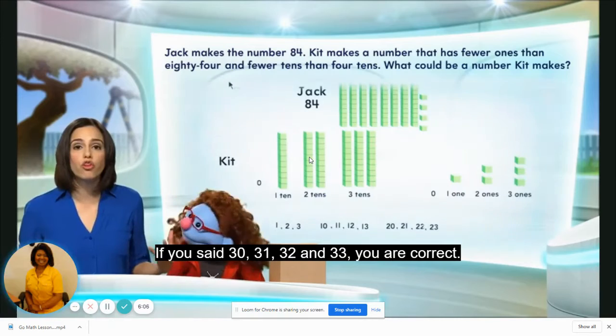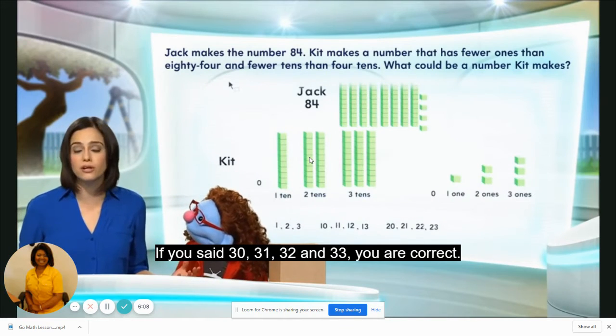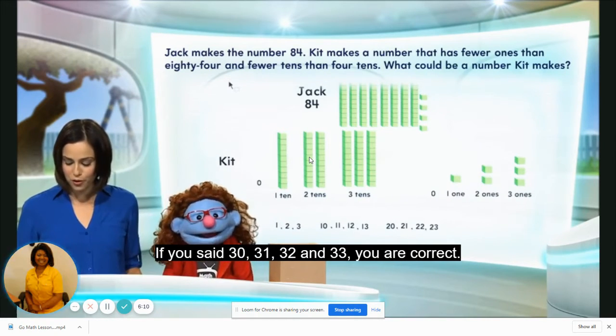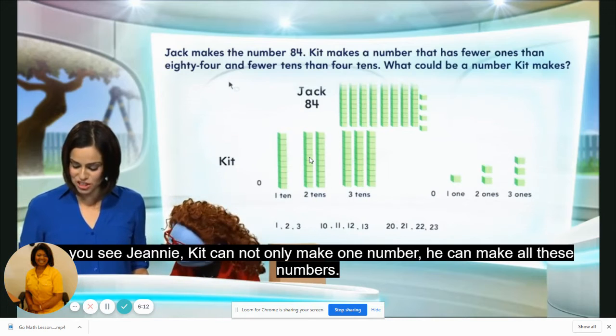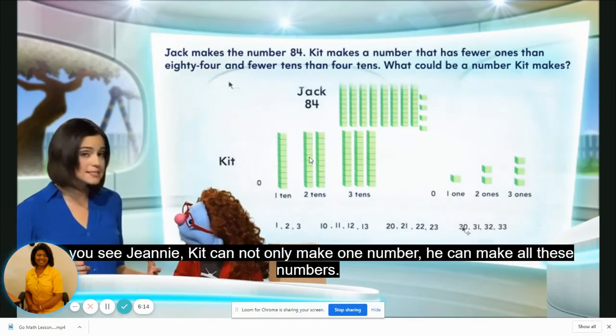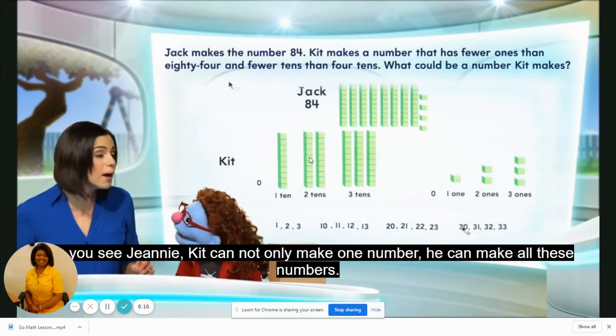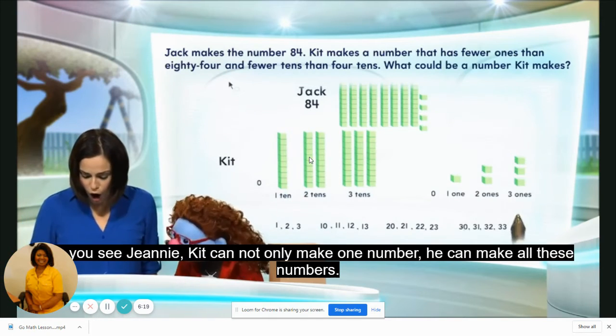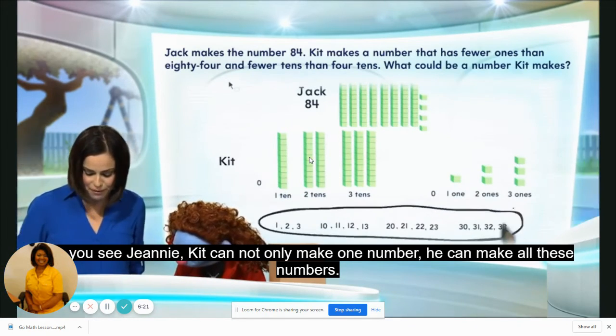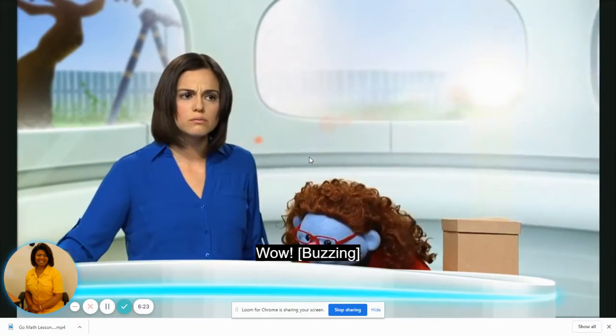If you said 30, 31, 32, and 33, you are correct. So you see, Jimmy, kids can not only make one number, he can make all these numbers. Wow. Yeah.